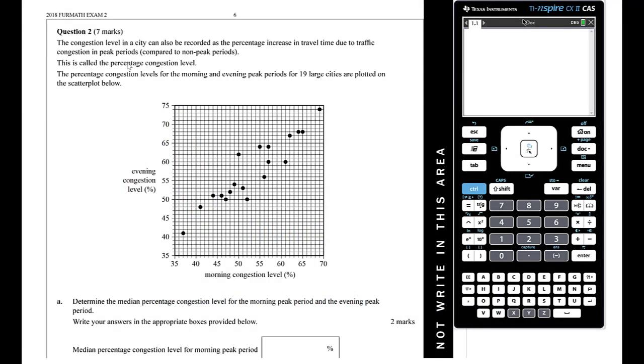Okay, so what we're going to look at now is question 2. In this one, we've got the congestion level in a city can also be recorded as a percentage increase in travel time due to traffic congestion in peak periods compared to non-peak. So this is called the percentage congestion level.